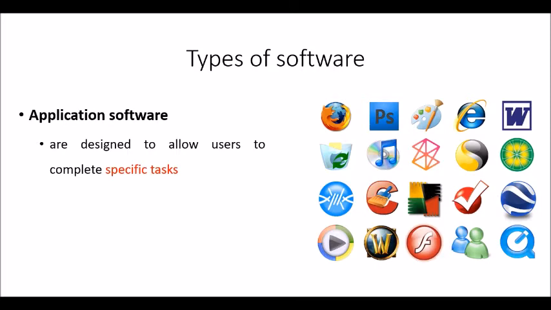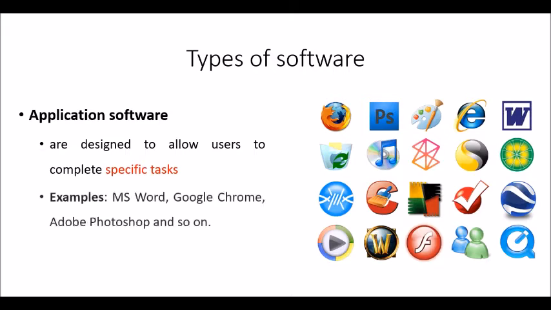So any application which is being designed to carry out only a specific task, specific purpose, that's what we call an application software, and we do have a lot of them. Microsoft Word, Google Chrome, Adobe Photoshop, and lots more.